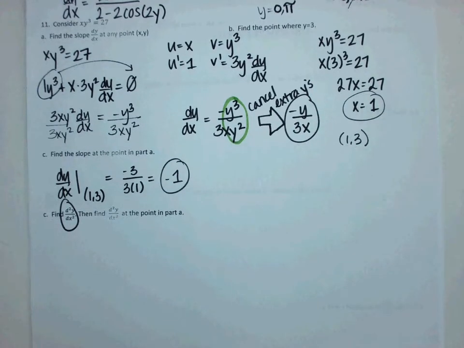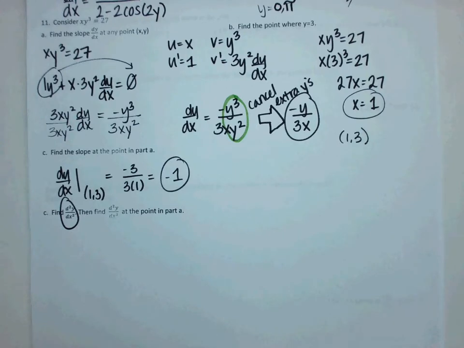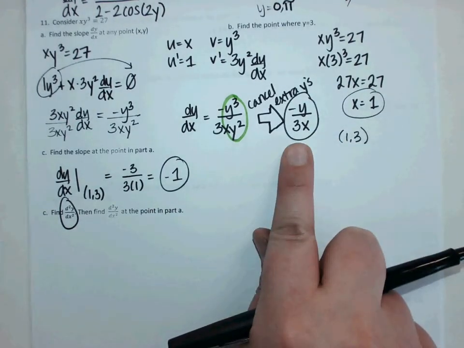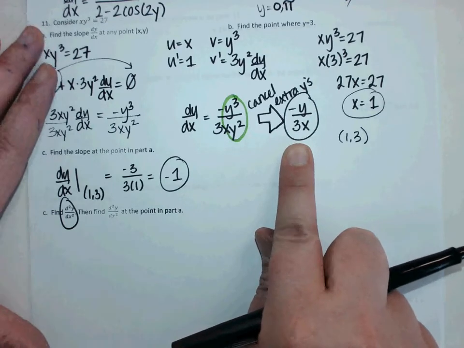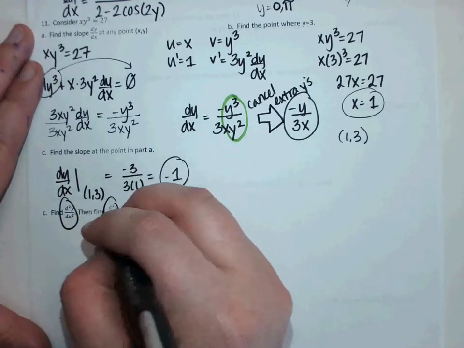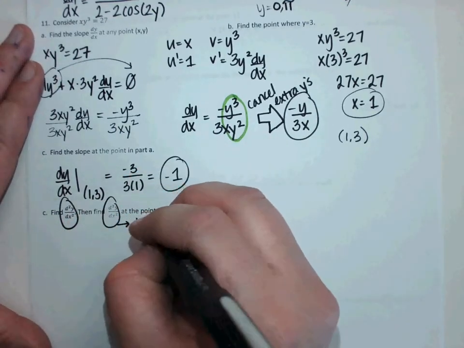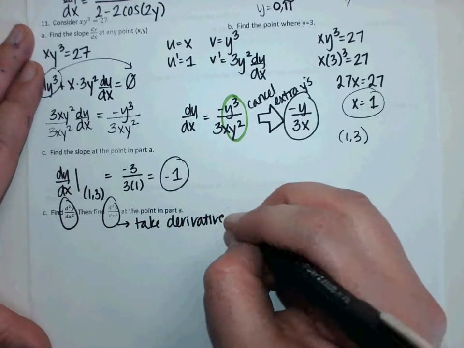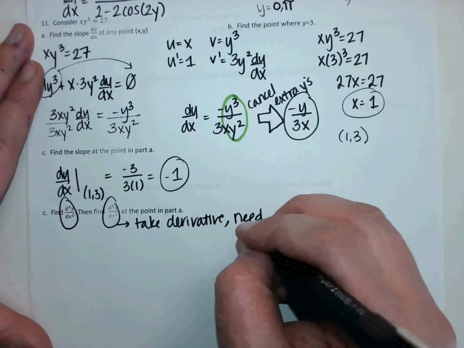Okay, now, the second part C, because I forgot to re-letter it, should be part D, is the second derivative. So, what I need to do now is take the derivative of this again. What rule is that going to need? Quotient rule. Very good. So, I need to take the derivative again, and I'm going to need quotient rule.